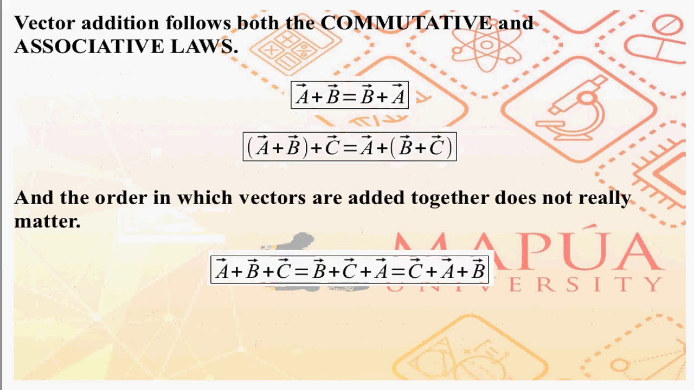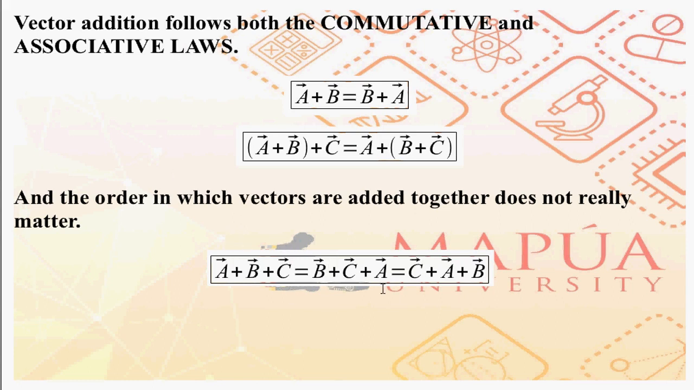Vector addition follows both the commutative and associative laws. A plus B, vector A plus vector B, is equal to B plus A. A plus B plus C is just equal to A plus B plus C in any grouping. The order in which we add the vectors does not really matter. A plus B plus C is equal to B plus C plus A is equal to C plus A plus B.